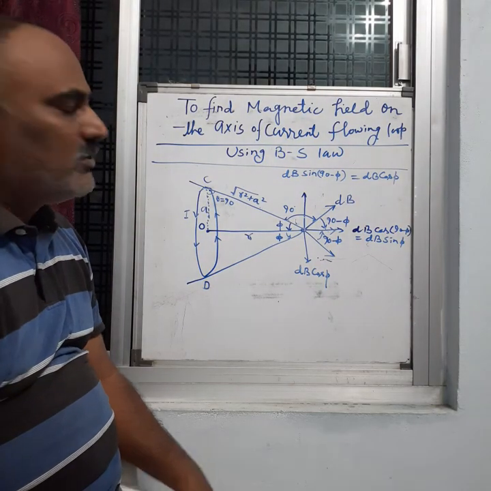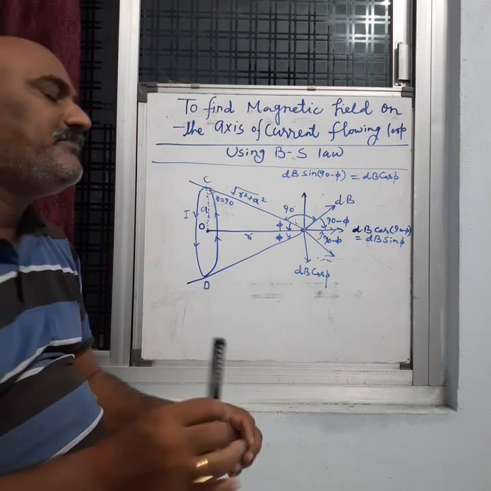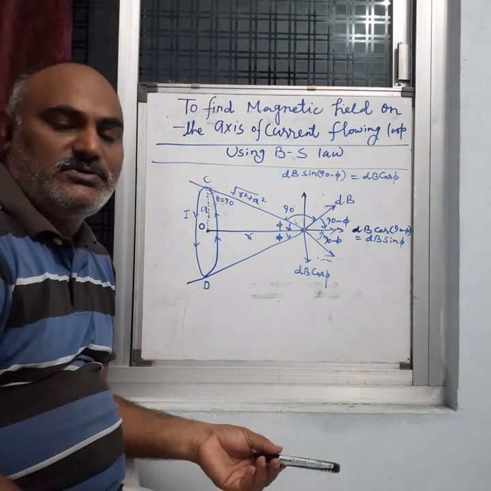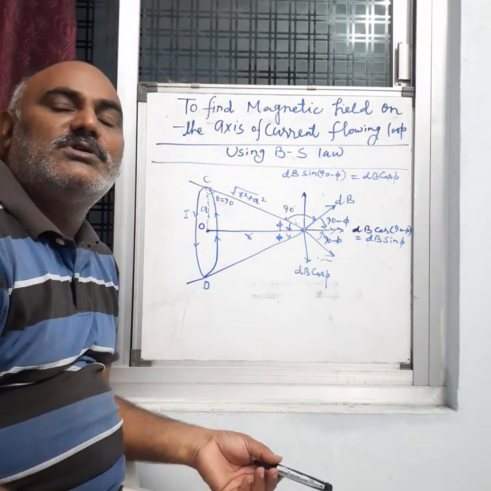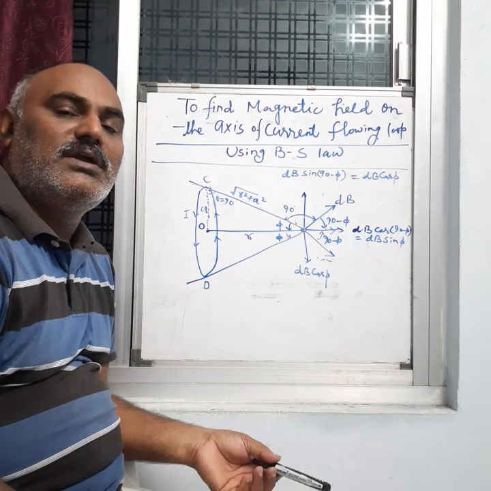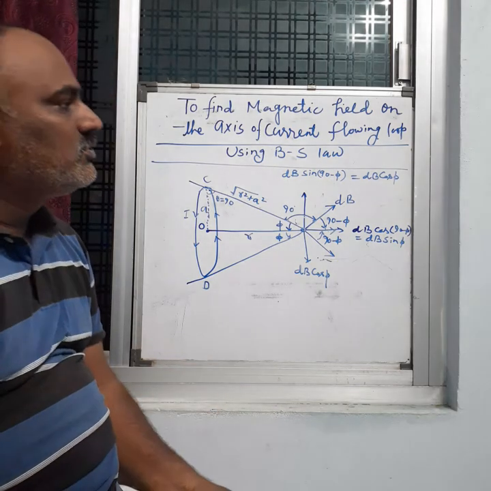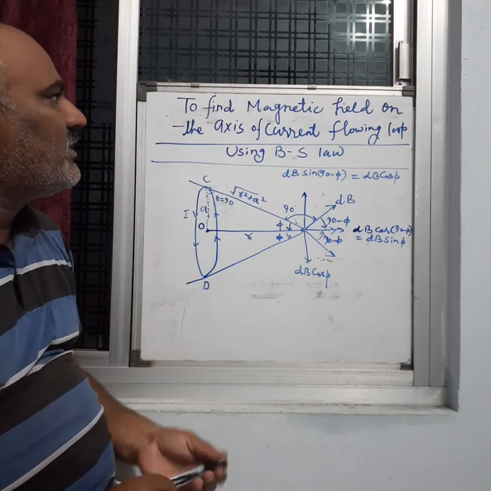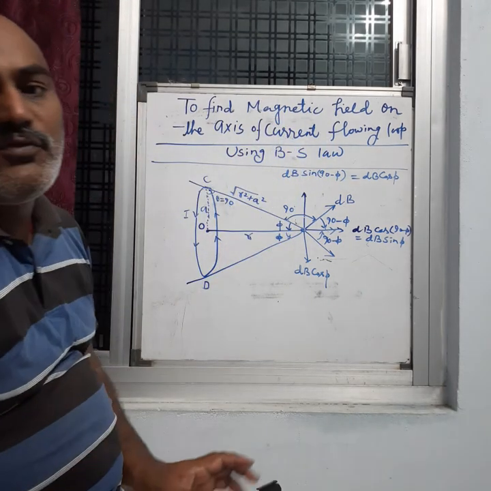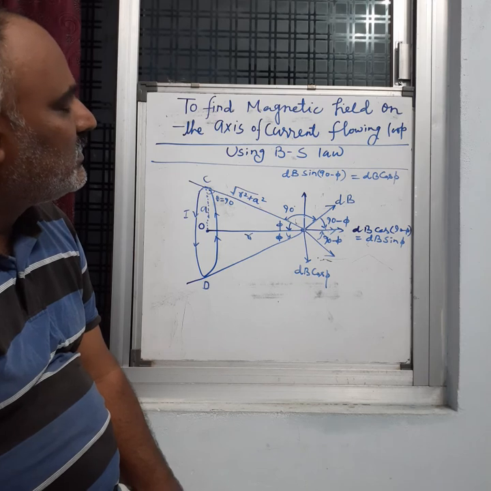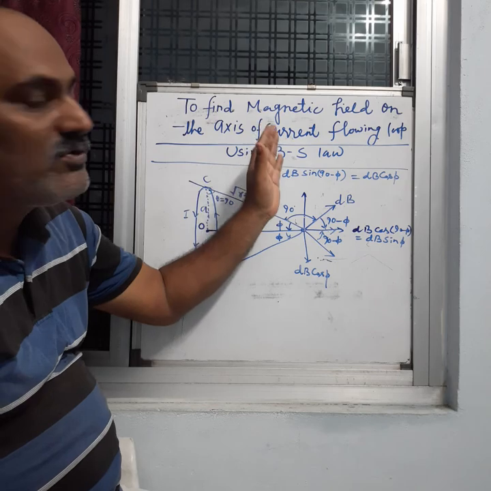Hello, today I will explain to you the application of Biot-Savart law. The Biot-Savart law was already discussed in the previous video. The Biot-Savart law is used to find the magnetic field along a current flowing wire, or current flowing circuit. So today I have taken the magnetic field on the axis of a current flowing loop, and this magnetic field will be calculated using Biot-Savart law.